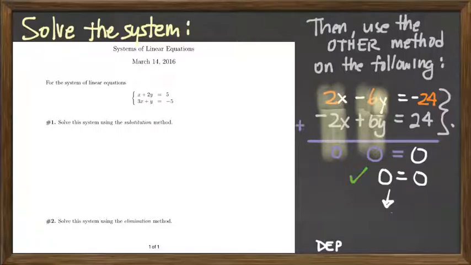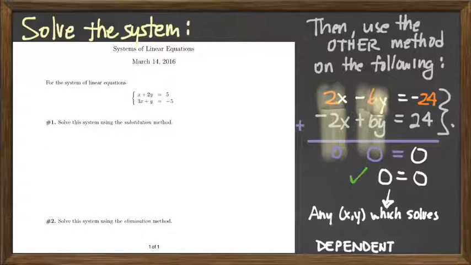This is the case that in your textbook is called dependent, a dependent system. And the way we interpret this is to say that any pair of numbers x and y which solves one of these equations will also solve the other.